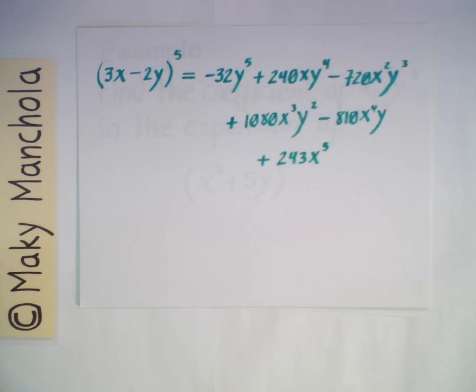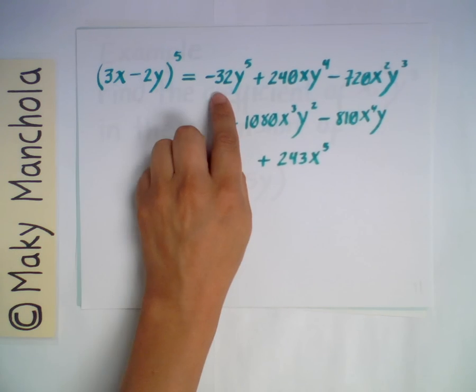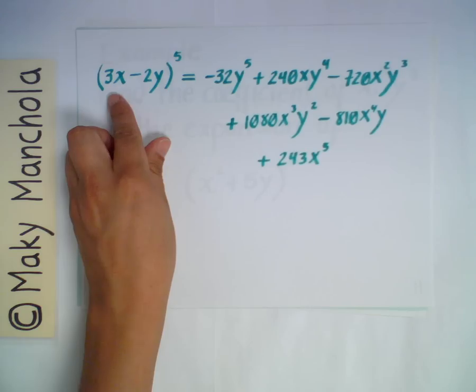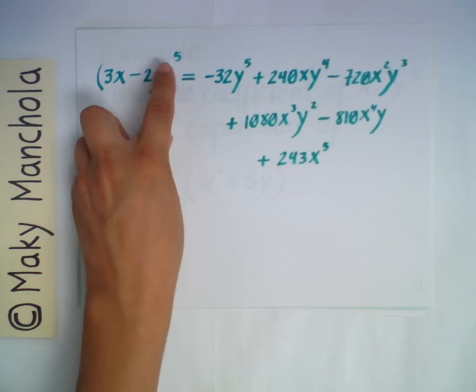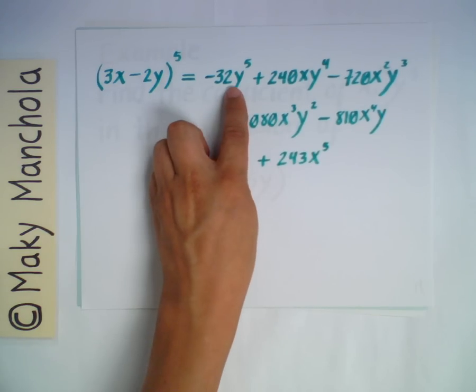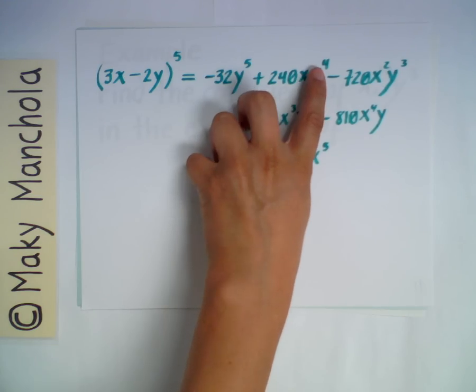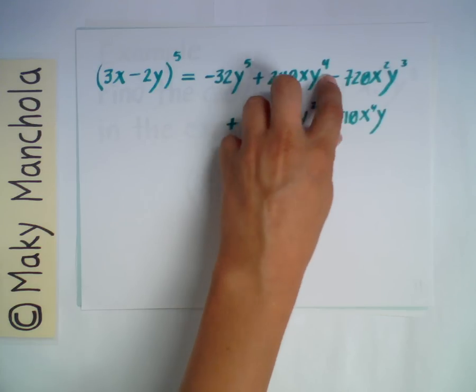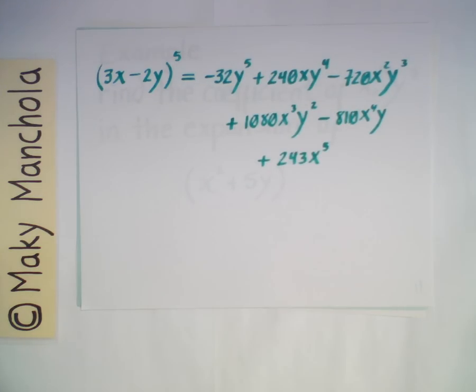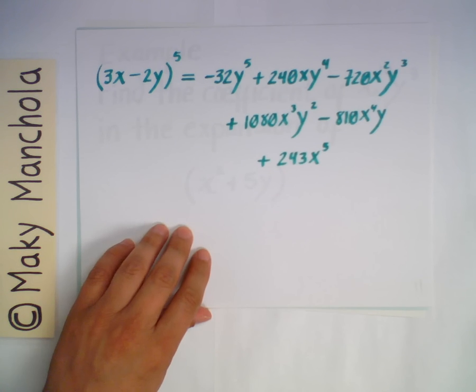At the end, you should check that the result of the expansion of 3x minus 2y to the fifth is negative 32y to the fifth plus 240xy to the fourth minus 720x squared y cubed plus 1080x cubed y squared minus 810x fourth y plus 243x fifth.